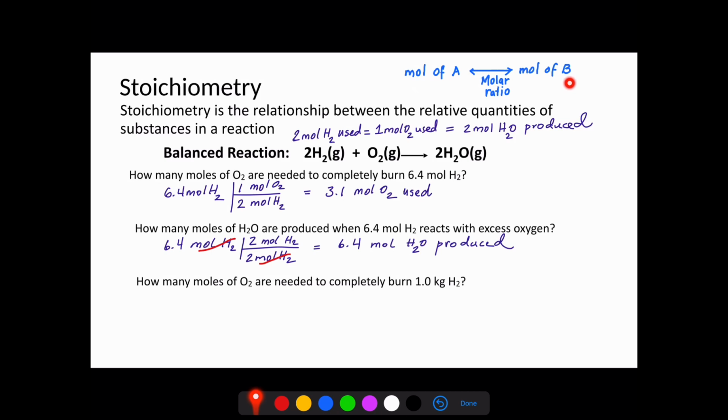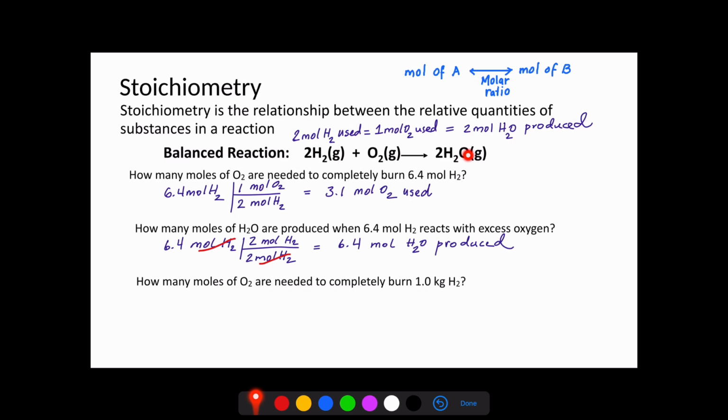Keep in mind, anytime you have a reaction and you're trying to calculate the amount of one substance, think about how to get moles of another substance in that balanced equation. If you know moles of another substance, you can convert it to moles of the substance you're looking for, using the molar ratio from the balanced equation.